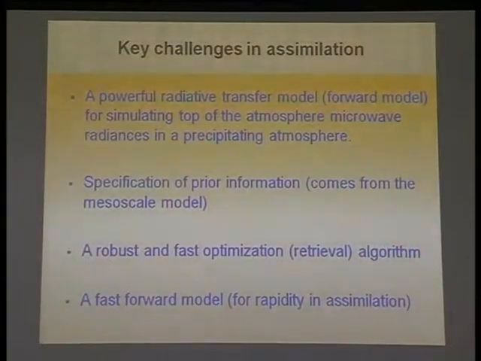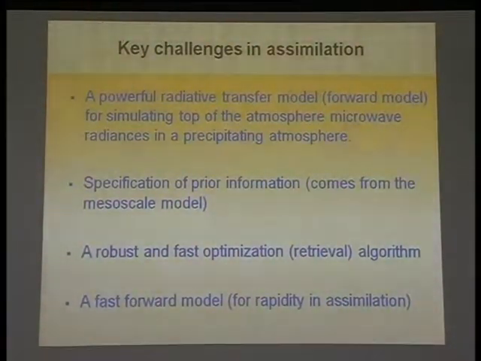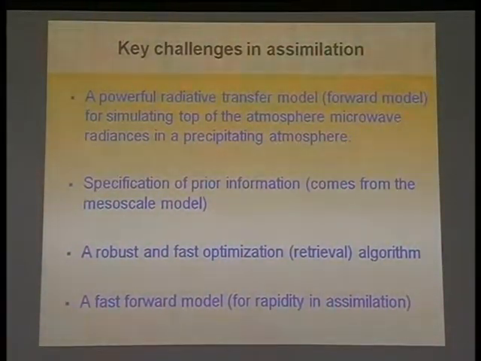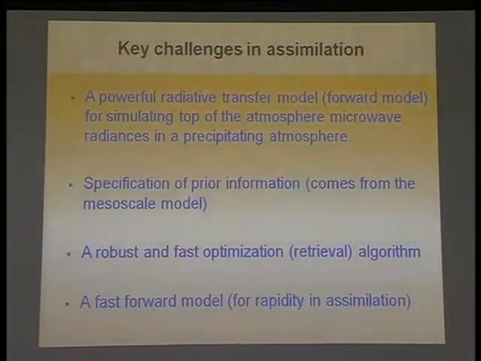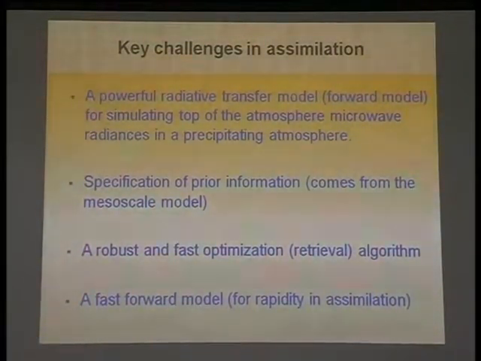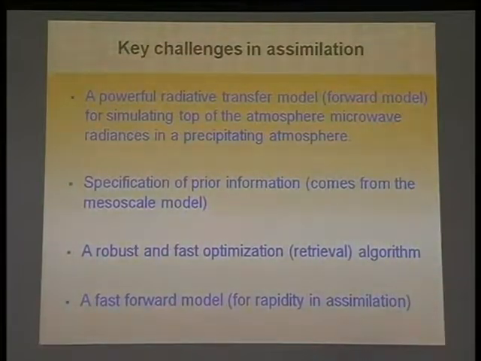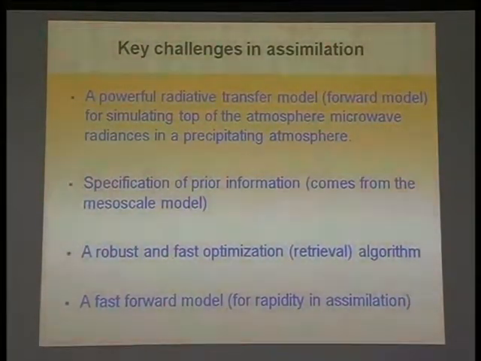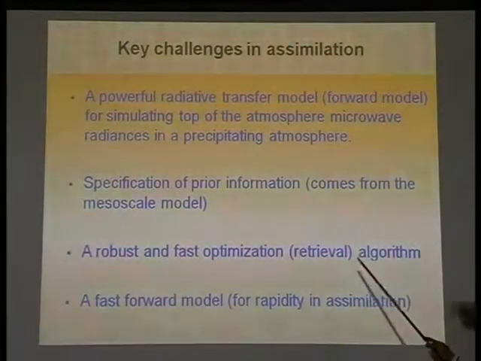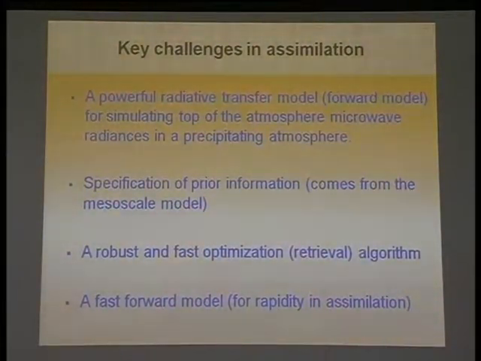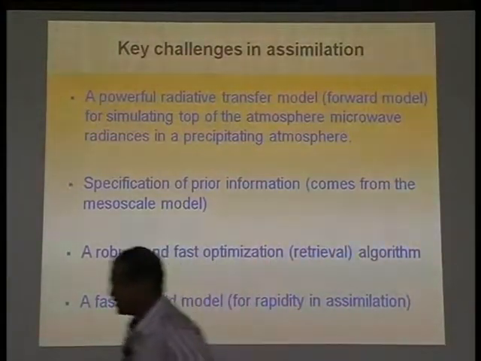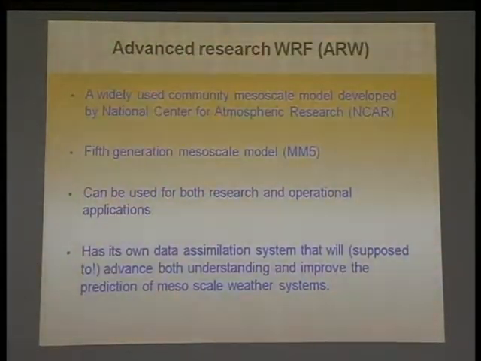So the key challenges in assimilation are a powerful radiative transfer model for simulating top of the atmosphere microwave radiances in a precipitating atmosphere; specification of the prior information, which basically comes from the mesoscale model; a robust and fast optimization retrieval algorithm for the radiative part of the problem; and a fast forward model for rapidity in assimilation. I'll talk about this in a little while.